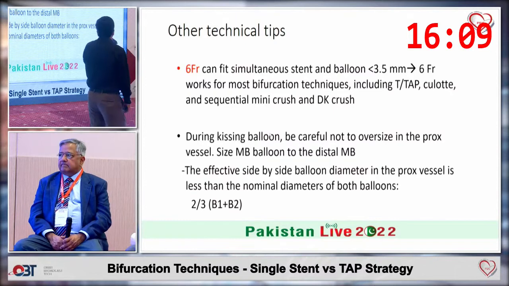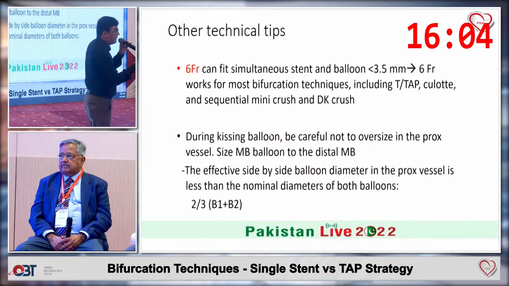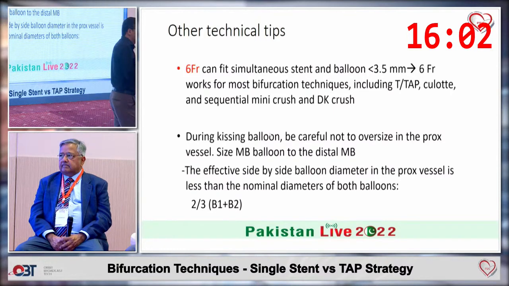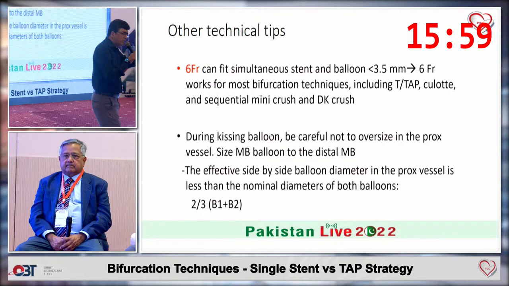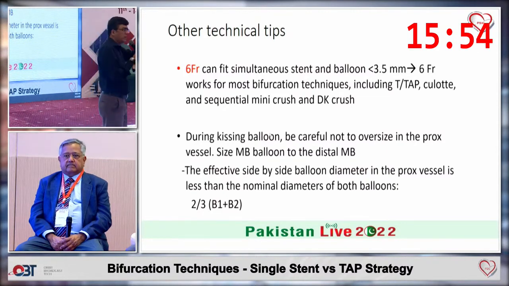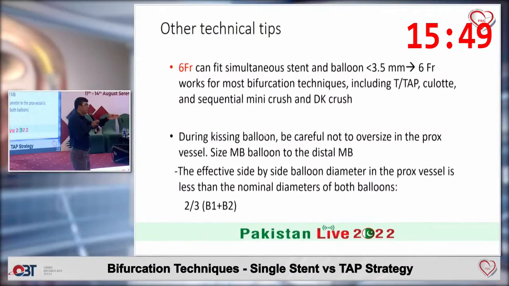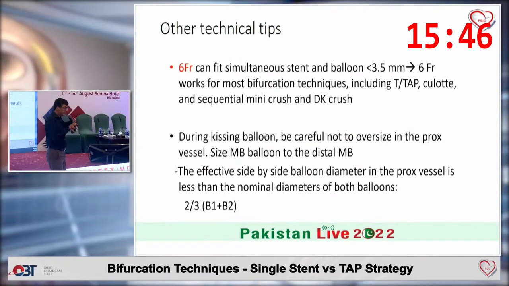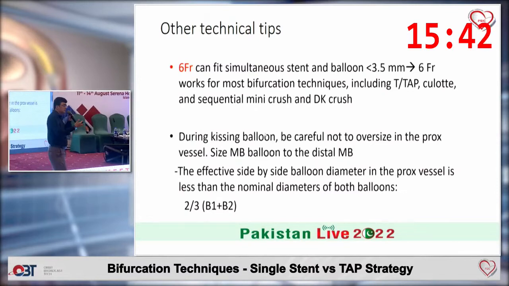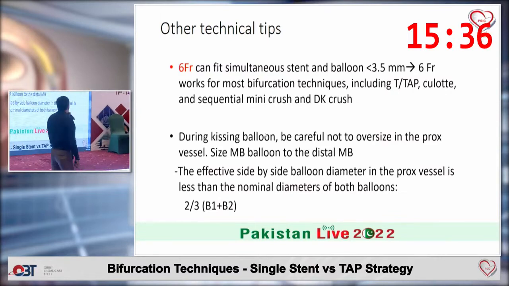During kissing balloon inflation, be careful not to oversize in the proximal vessel. So again, Finet's law, it's not the combination, it's this. So never go, for example, if you take a 3 balloon, you dilate it up to 8 to 10, rather than 12 to 16. That is why we do the sequential. We go to the maximum in either of the branches. For example, in the main branch, we go to 12. In the side branch, we go to 12 to 14, for example. But when it comes to simultaneous kissing, it's always 8 to 10, not beyond that, because it can cause problems in the main branch. So the effective side-by-side balloon diameter in the proximal vessel is less than the nominal diameter, as we just discussed.